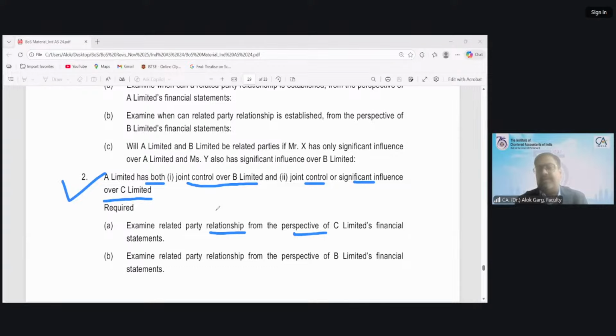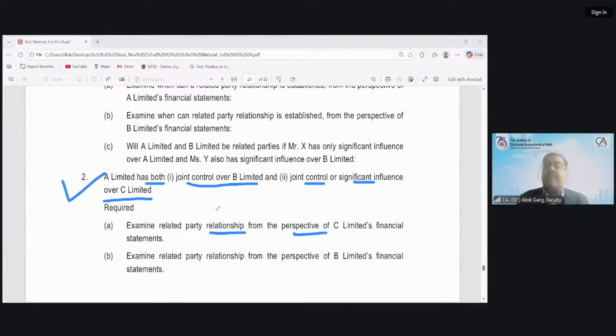First of all, C Limited. A has joint control or significant influence, meaning A is a venturer or investor. So A is a related party to C. C Limited is an associate or a joint venture of A, and B is also a joint venture of A. So two joint ventures of the same party, or one joint venture and one associate of the same party, both become related parties. So in the notes to accounts of C Limited, A Limited is of course a related party and B Limited is also a related party.